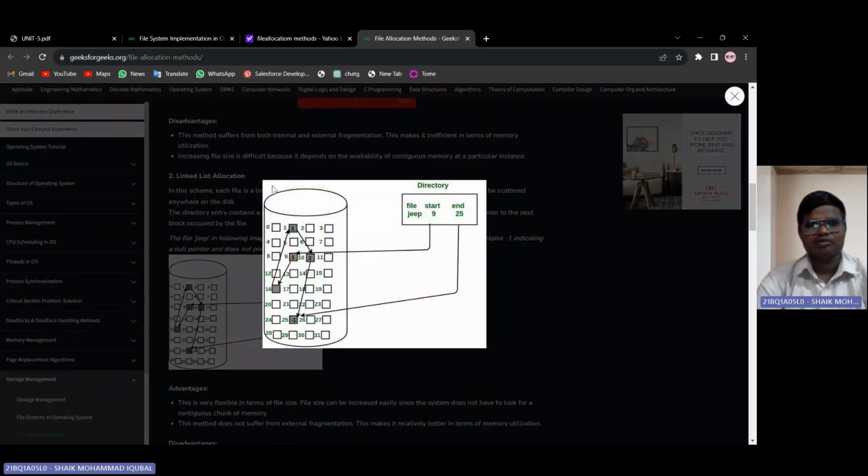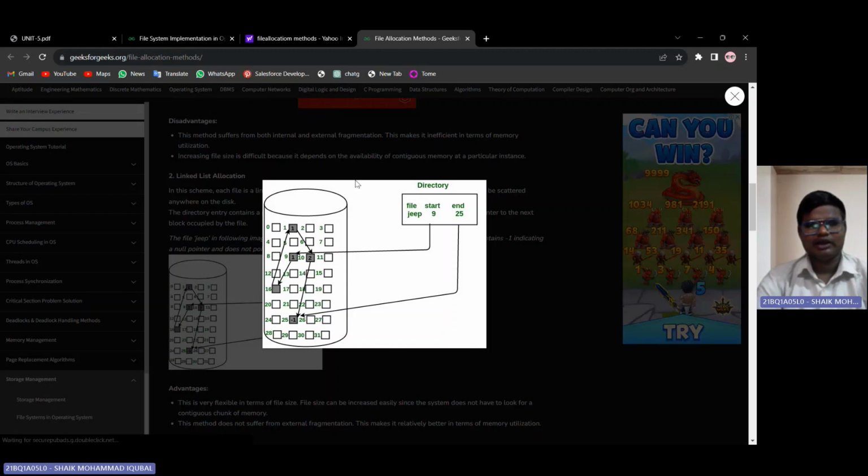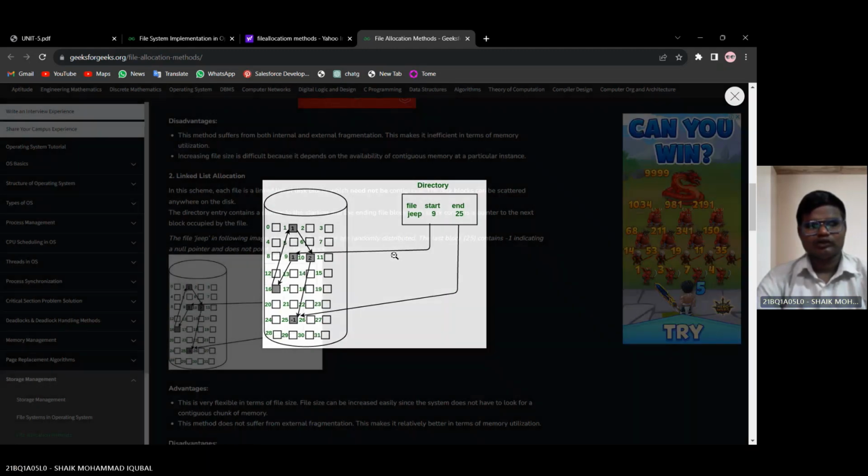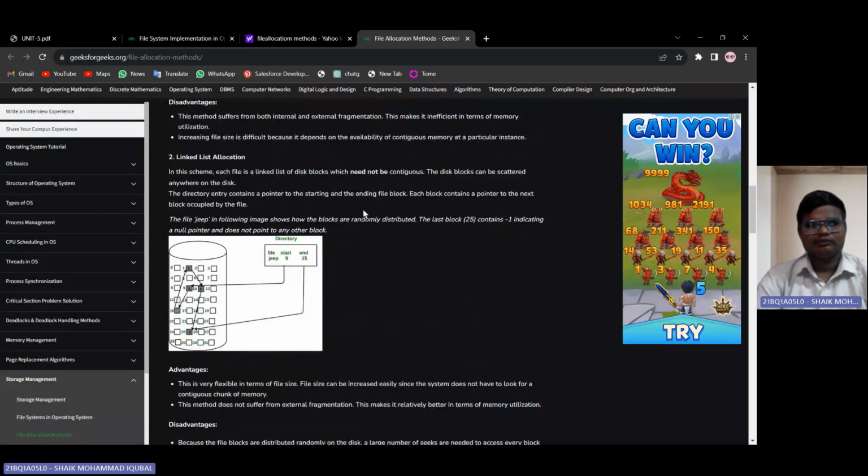See, we have given this example. Here the ending is denoted using -1 and the starting is denoted using 1. The file name is zip, starting from 9 and ending at 25.